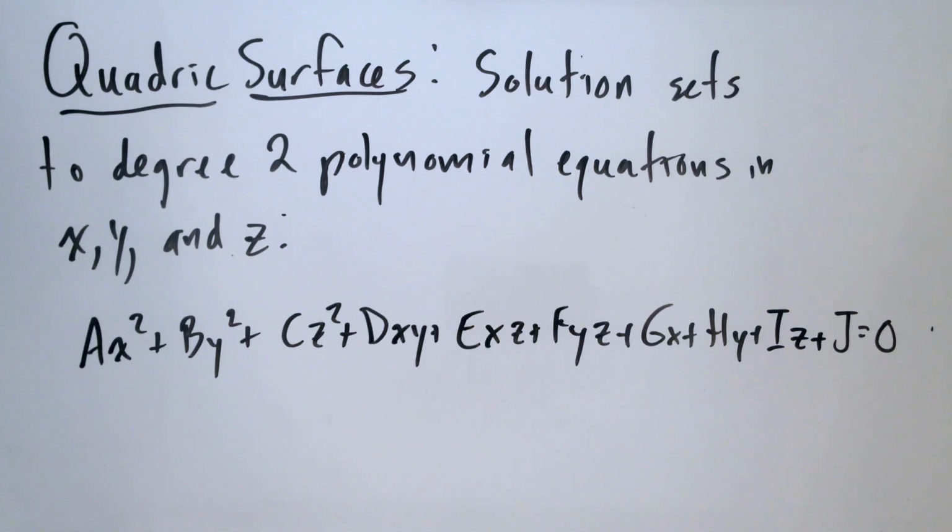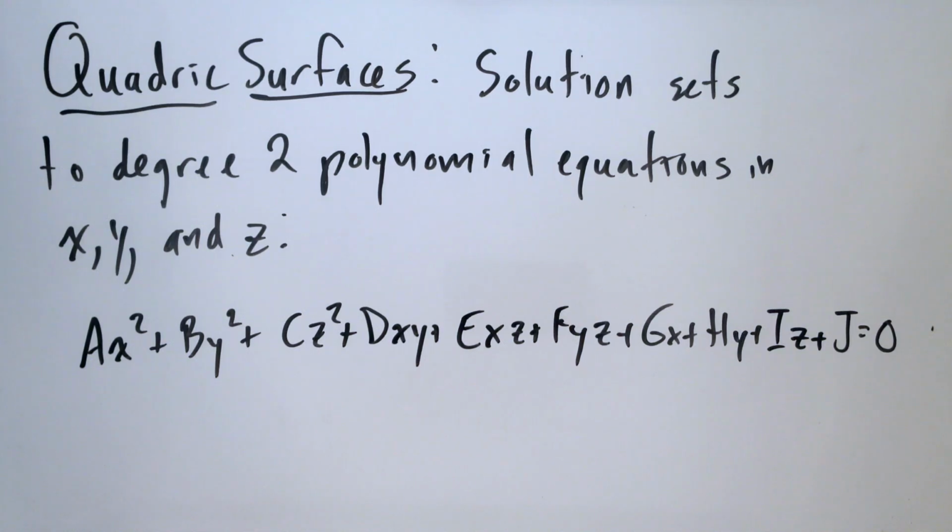So now let's talk about quadric surfaces. Quadric surfaces are solution sets to degree 2 polynomial equations in the three variables x, y, and z. A degree 2 polynomial equation means that we are looking at sums of products of powers, whole number, non-negative powers of x, y, and z.